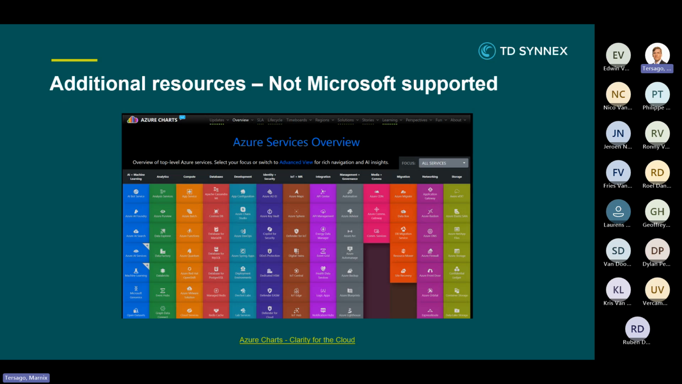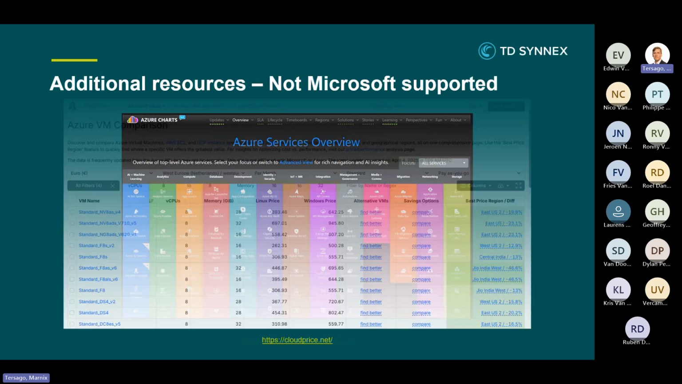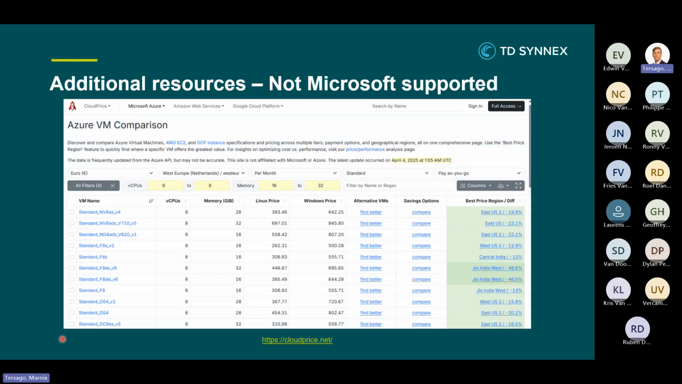Another handy tool, also not Microsoft supported, is this one. I've added the link below. This just allows you to select your Azure region and the pricing you want to see. You want to see it in euros. And here you just fill out the vCPUs and the memory you need. It shows you Linux and Windows pricing, again through the Microsoft Azure Pricing API.